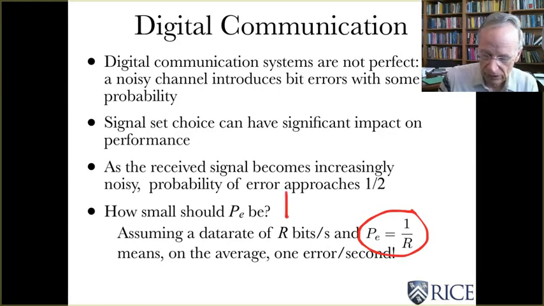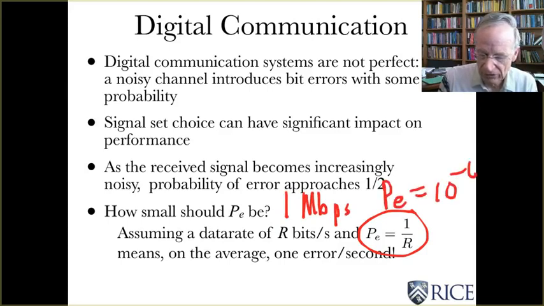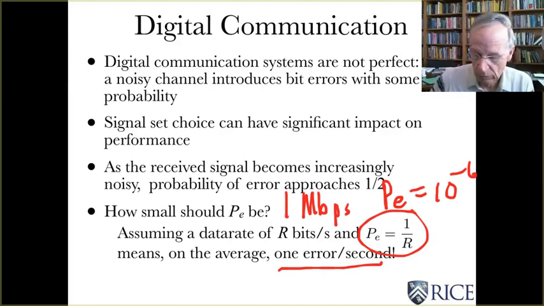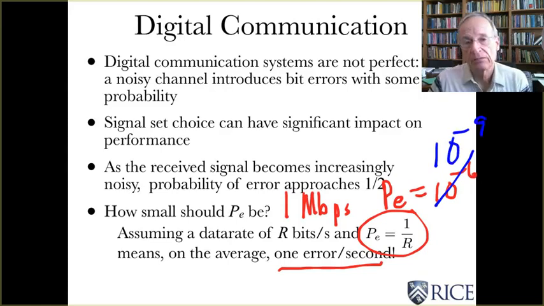So in my example, if we have a 1 megabit per second data rate, suppose PE is 10 to the minus 6th. That seems like a pretty small PE, but I point out that means you get 1 error every second on the average, and that's probably unacceptable. I would think I would want something at least like 10 to the minus 9, but even that means an error on the average every 1,000 seconds, which again may be more frequent than you're willing to put up with.